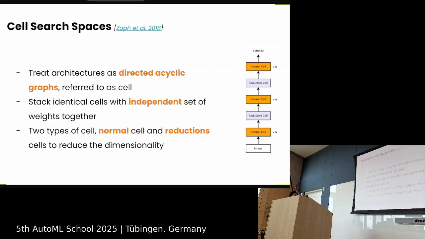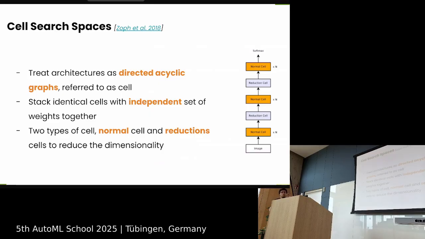So cell search spaces, it's a very interesting concept because that's also somewhat different to what we have in hyperoptimization, because here we assume that the architecture is a DAG, like a directed acyclic graph, right? So it has nodes and edges. And you can now think of each node performing a certain operation, like a convolution, or attention, or fully connected, whatever. And the question is, which operation do you want to perform in each node, and how do you connect those nodes together? And that's the cell essentially.